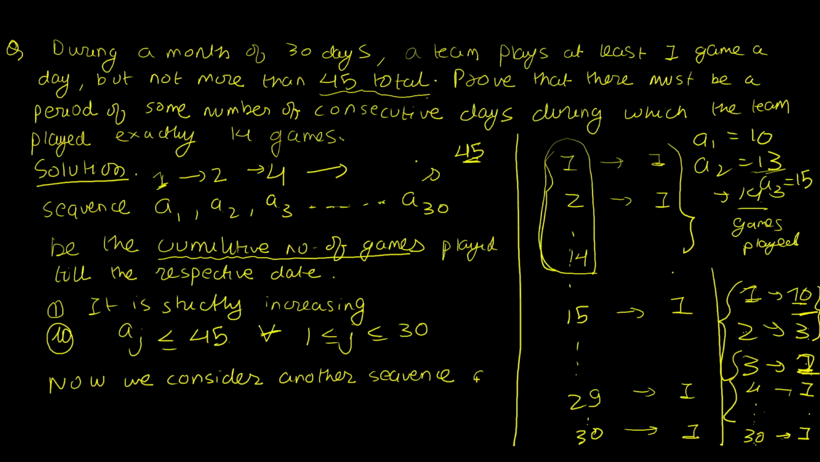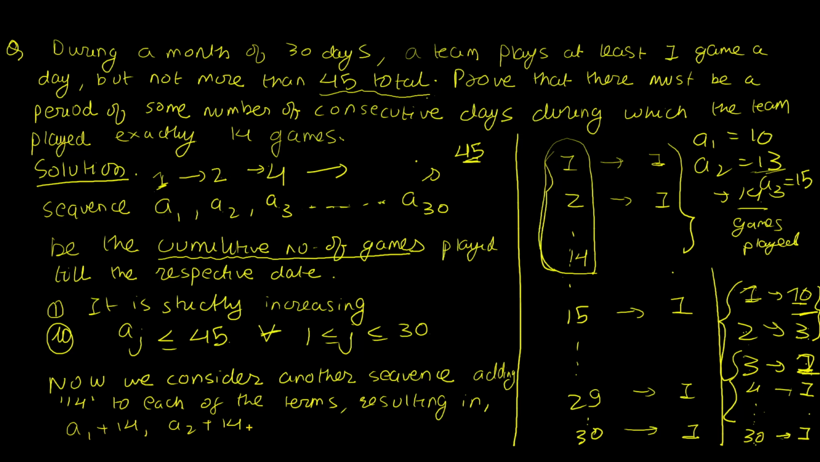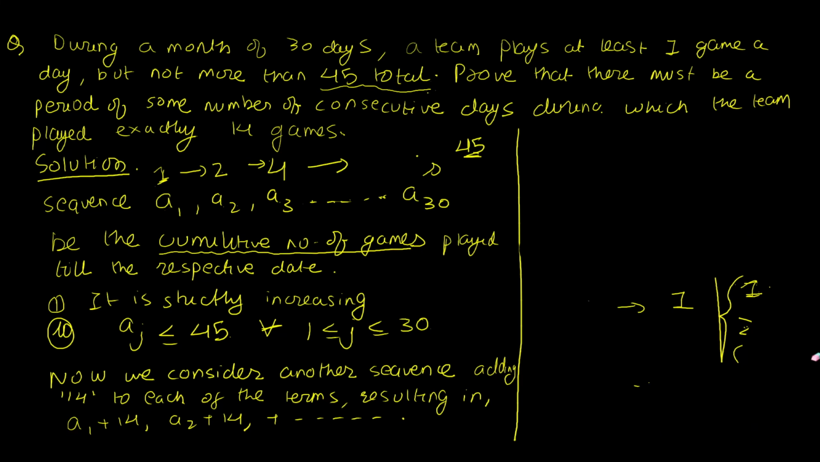Now we consider another sequence. This time adding a fixed value of 14 to each of the existing terms. And this will result in the sequence where I'll just have A1 plus 14 as my first term, A2 plus 14 as my second term, and so on. Alright, let me get a little bit of space on this side.